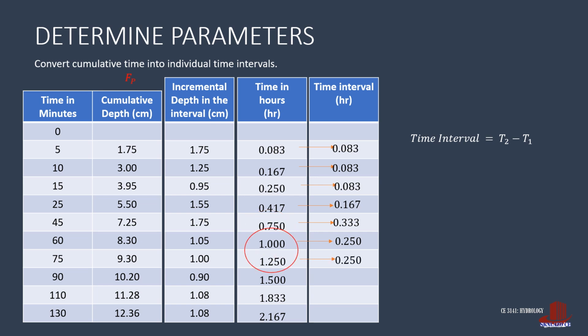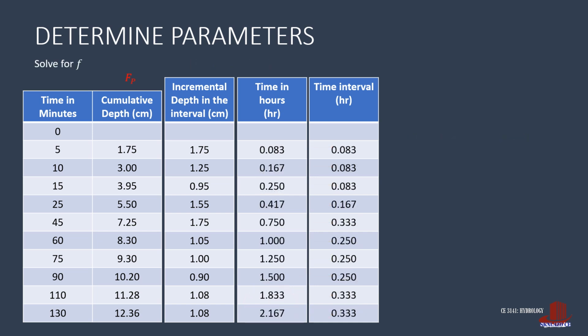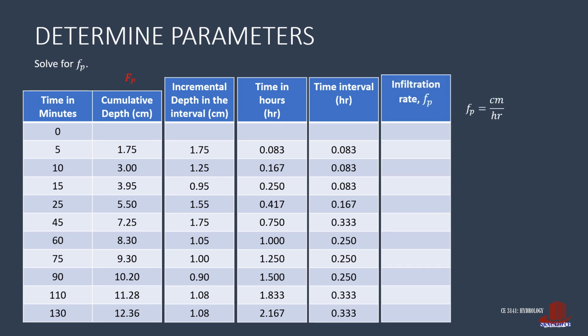1.25 minus 1 is 0.25. And also 1.5 minus 1.25 again gives 0.25. 1.833 minus 1.5 is 0.333. And lastly, 2.167 minus 1.833 is again 0.333. Now we can then compute for the infiltration rate Fp. Fp is centimeters per hour, where we start with 1.75 divided by 0.083 giving 21.